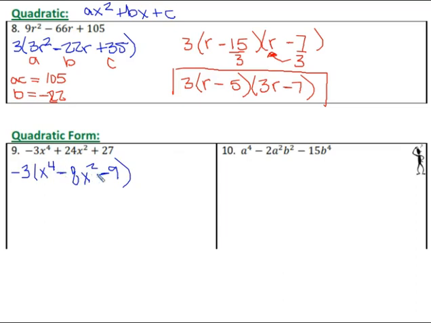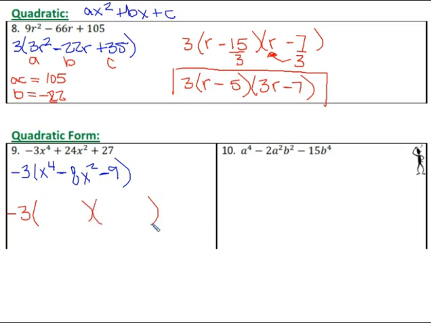And notice how this looks like what we had here, but it's nice because our first coefficient is a 1. So we can simply try to figure out what multiplies to negative 9 but adds to negative 8. We don't have to do any of this a times c business or divide by that a term because our a term is 1. It's nice and simple.